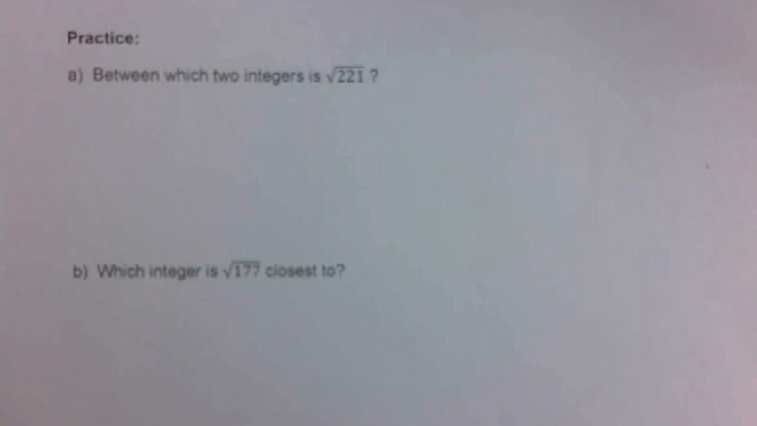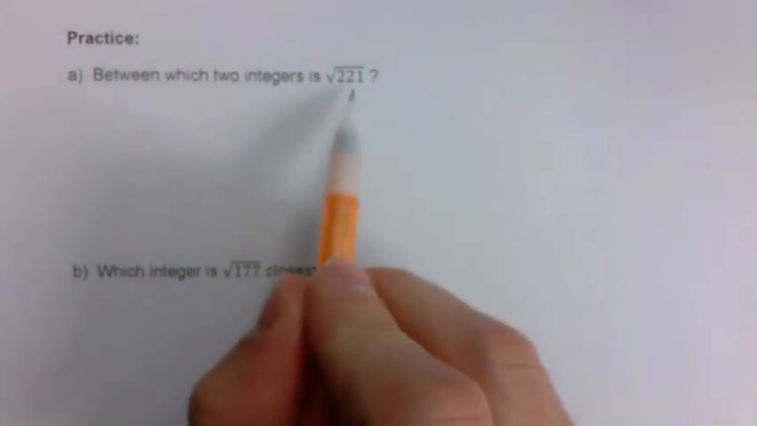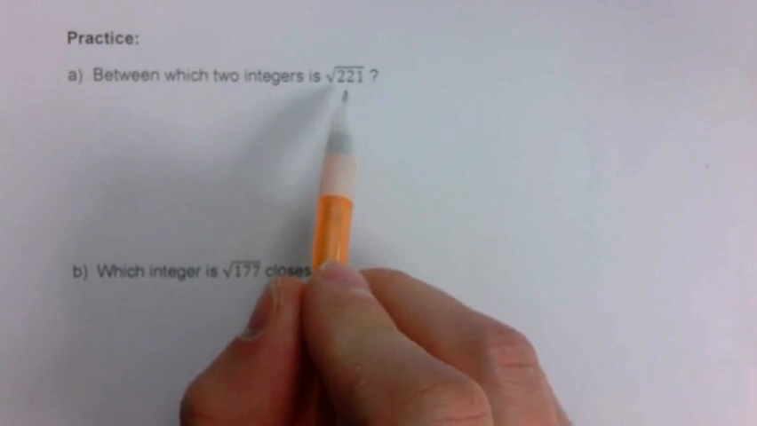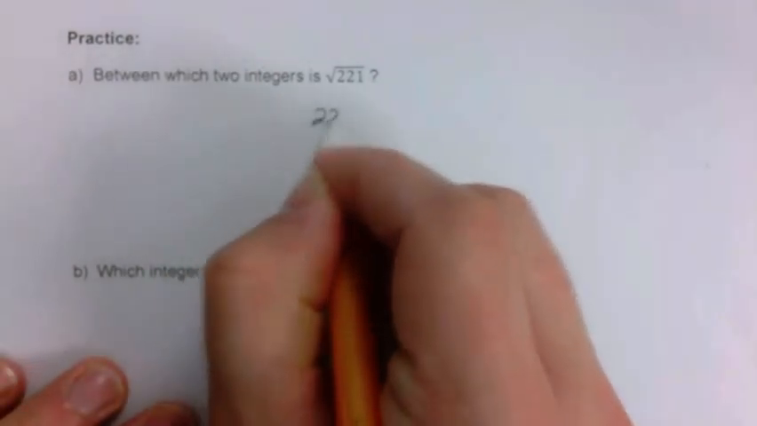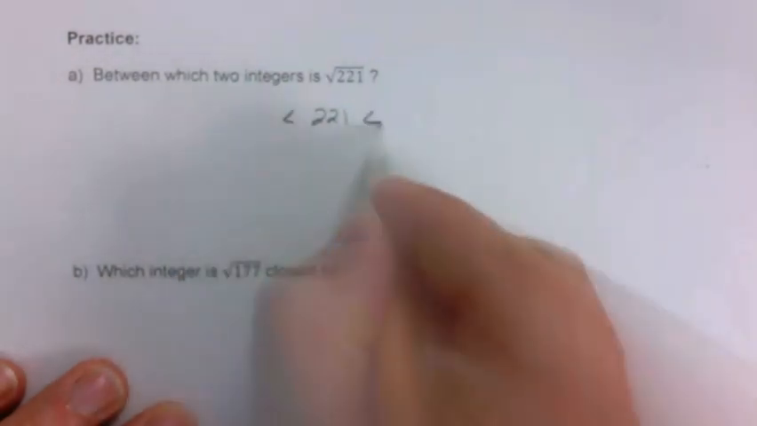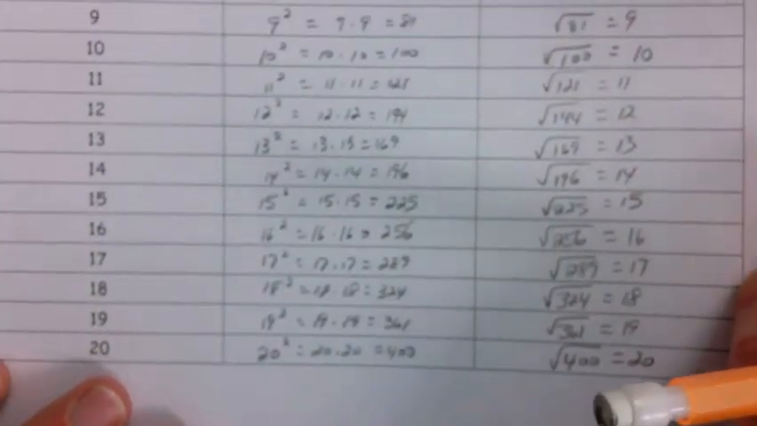In our next example, we want to know between which two integers is the square root of 221. So again, when I take the square root of 221, I'm going to get an irrational number, a non-terminating, non-repeating decimal, because 221 is not a perfect square. What I'm going to do is figure out the perfect squares that 221 is in between. Square root of 221 is between which two perfect squares?